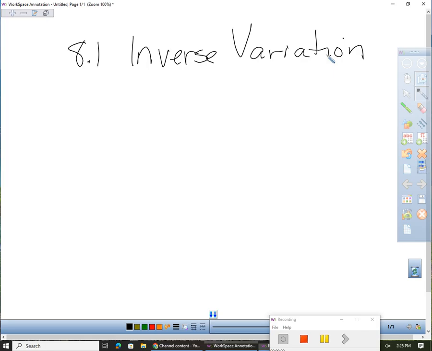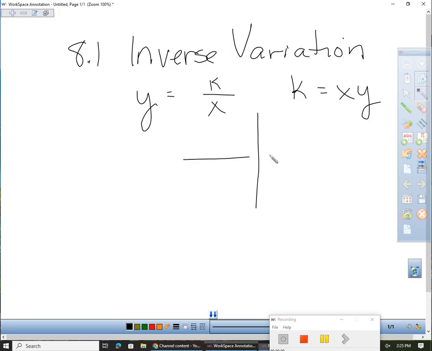Inverse variation. Similar to direct variation, remember direct is always y equals kx. Inverse variation is y equals k over x, which means to find k, we are going to multiply our x and y together. Because x is on the bottom, if I were to graph this, it could not touch the x and y axis, and it would be a curve in the first and third quadrants.